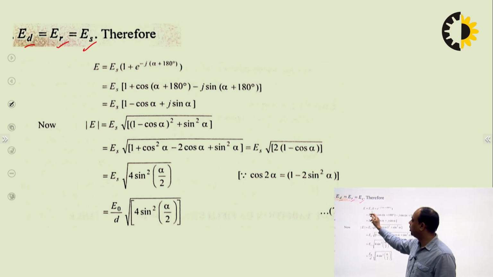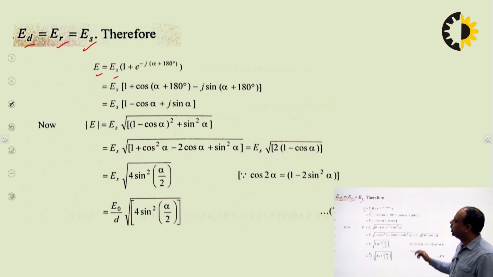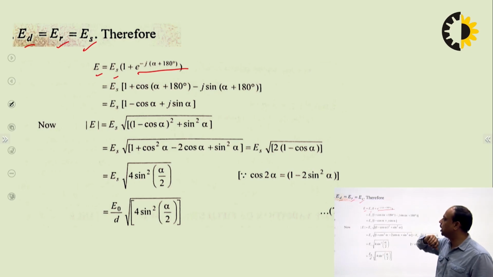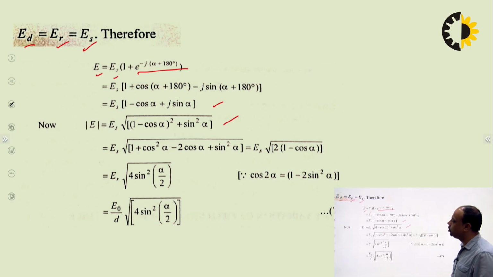So let's suppose ED is equal to ER is equal to ES, that is the field received. So we can find that E is equal to ES times 1 plus e to the power j alpha plus 180 degrees. On solving these complex exponential values, we have cos alpha plus or minus j sin alpha plus 180 degrees. On solving this, we get the amplitude of E is equal to the square root of (1 minus cos alpha) whole square plus sin alpha whole square.